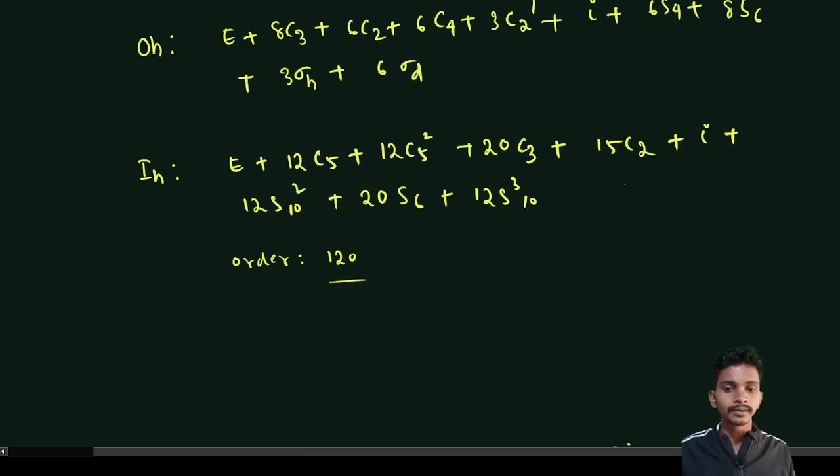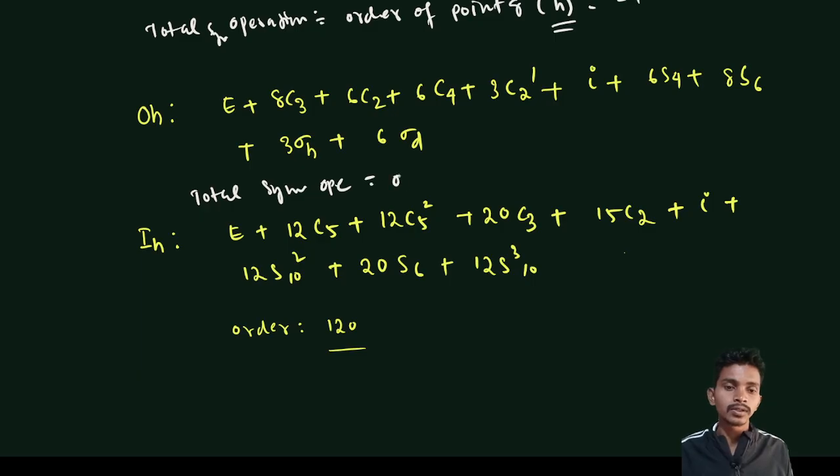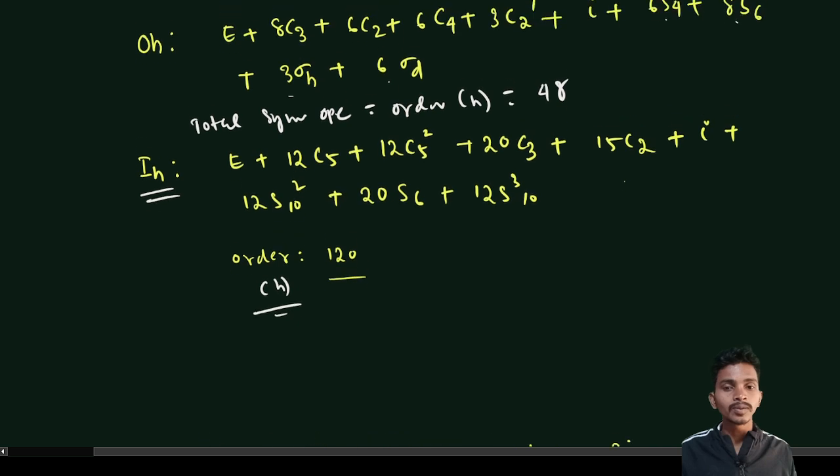Similarly, for the octahedral, the total number of symmetry operations, also called the order of the point group, represented by h, we can count and the total is 48 operations. Similarly, for the icosahedron, the order of the point group h is equal to 120. So we can see a huge number of symmetry operations.